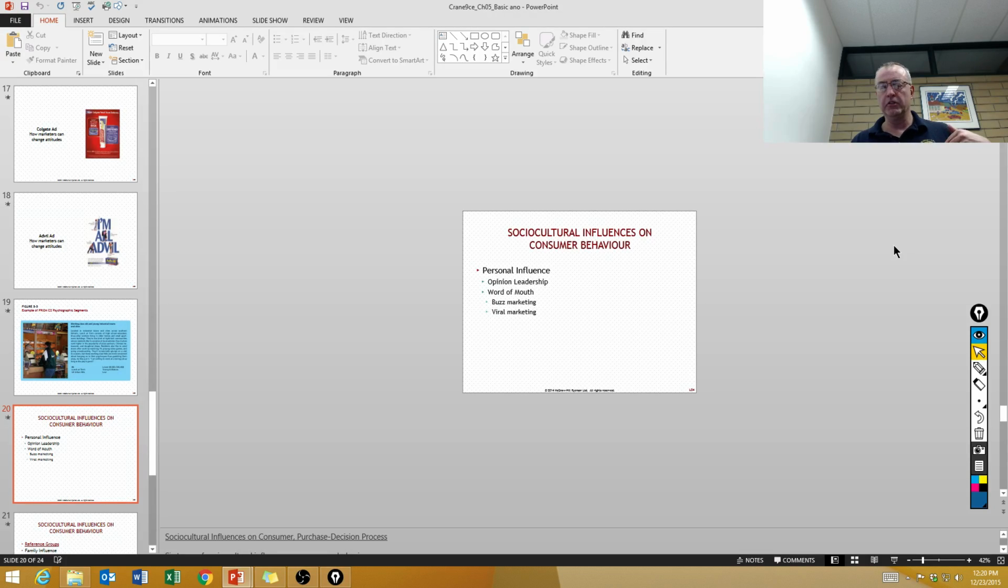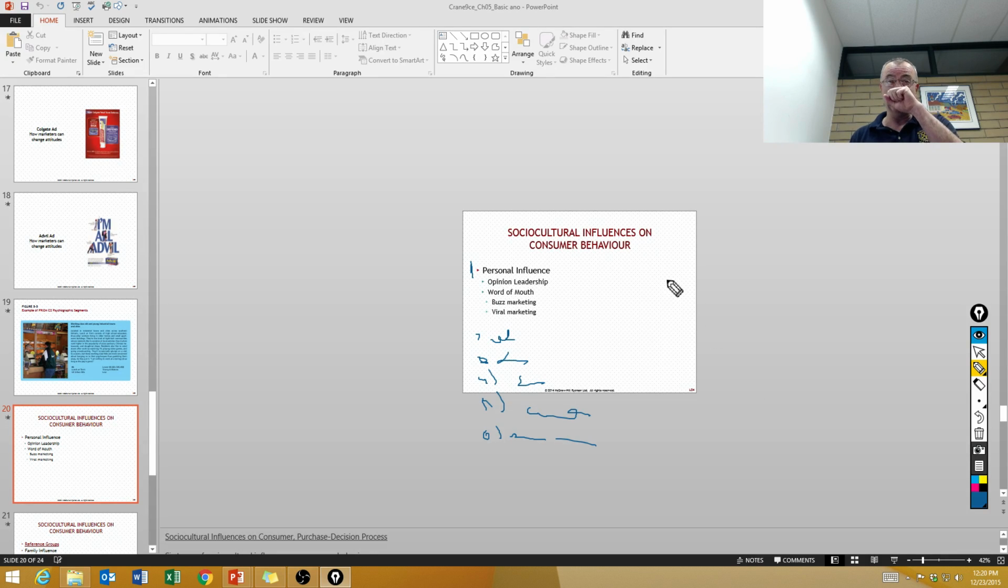We have personal influence. We have reference groups. We have family influence. We have social class. We have culture, and we have subculture. Sorry for my bad handwriting, but anyways. So we're going to walk through each of these 6 types of sociocultural influences on the consumer purchase decision process.